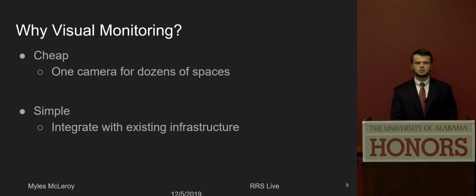So if there are some problems with labeling the data and perhaps some inaccuracies with videos and images, why use it? Well, it's cheap. You can use one camera to monitor dozens of spaces rather than using dozens of sensors to monitor dozens of spaces. So it shares that similarity with the parking gate in that you put one entry point and then you have that exit point. It's fairly simple because most buildings, at least on the University of Alabama campus, have video cameras on top of them. So a lot of the infrastructure is already in place, which means you could deploy your convolutional neural net onto these cameras to just monitor the parking lots like they are already.